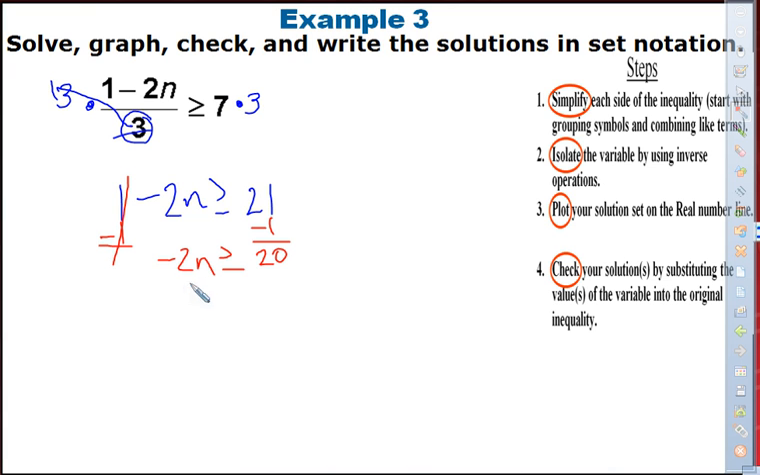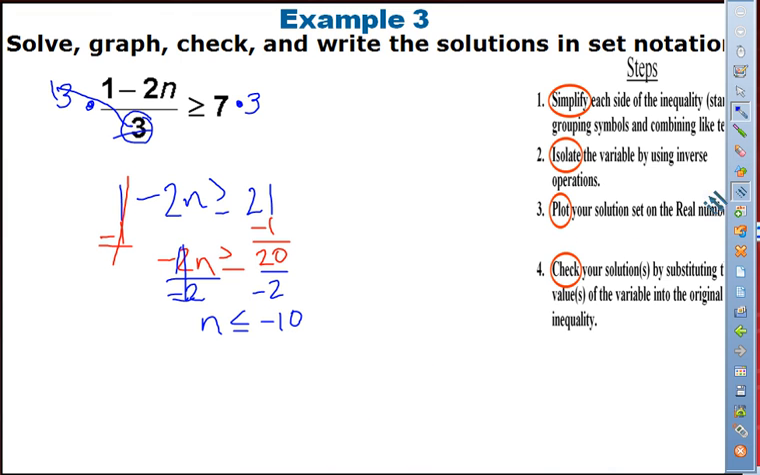What's my last step? Divide by negative 2, because the negative 2 is multiplying. Negative 2 divided by negative 2 is 1. 1 times n is n. Since we divided by a negative, we flip the inequality. This is negative 10.